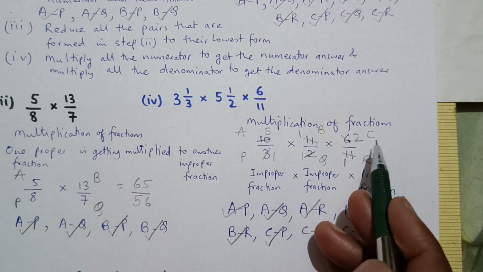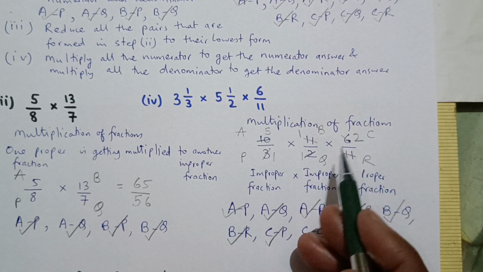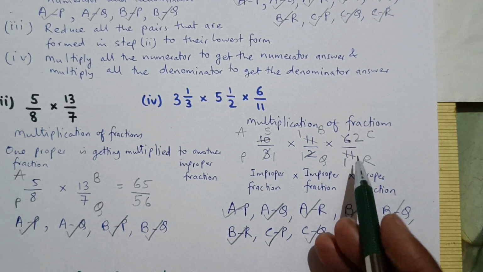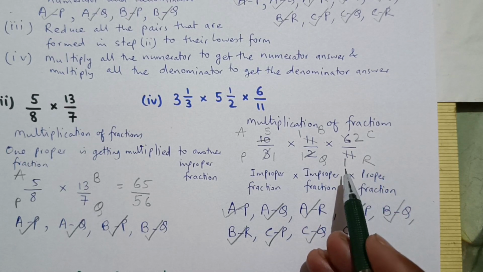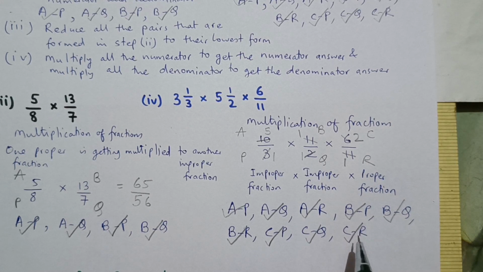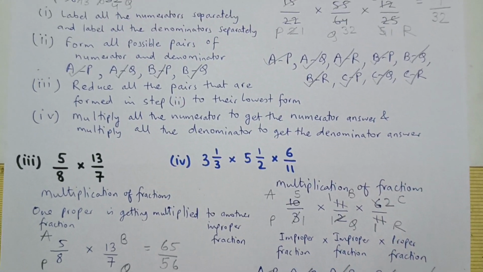CQ, C is 2, Q is 1. So 2 by 1, this you cannot reduce it any further. So CQ is in the lowest form. CR, C is 2, R is 1. So 2 by 1, this also you cannot reduce it any further. So we have reduced all the numerator denominator pairs to their lowest form.